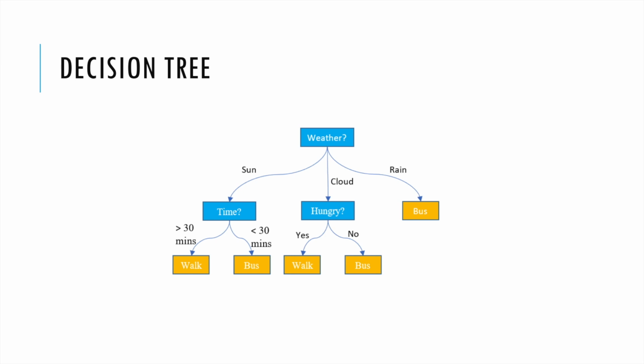Now first let's see a decision tree used in our real life. We want to commute to another place. So first we look at the weather. The weather is sunny, cloudy, or rainy. If it's raining, we will take the bus. If it's sunny, then we need another factor. We need to decide if we have enough time. If we have more than 30 minutes, we can walk there. If it's less than 30 minutes, we need to take the bus.